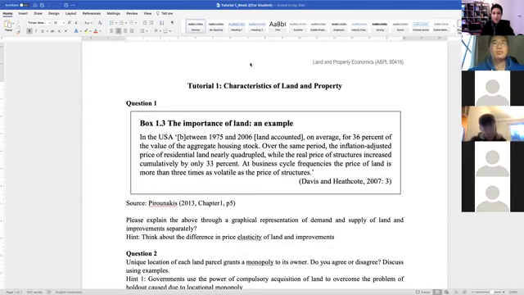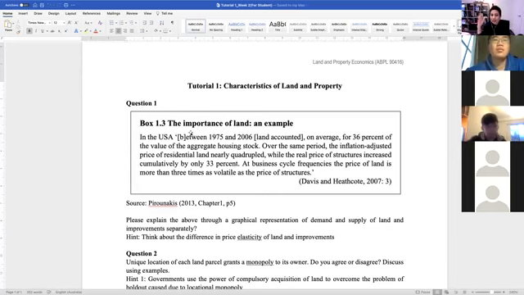Yeah, so this first tutorial will be based on the characteristics of land. Now, I briefly mentioned this box, which we are reading as part of question 1. This is a quotation in chapter 1 of Pironkis, which is a good chapter that talks about lots of characteristics of land. And he's quoting Davis and Heathcote's work from 2007, where they analyzed the US market.